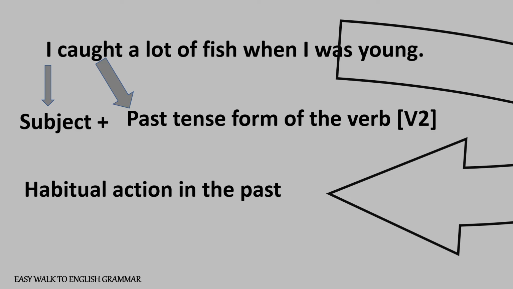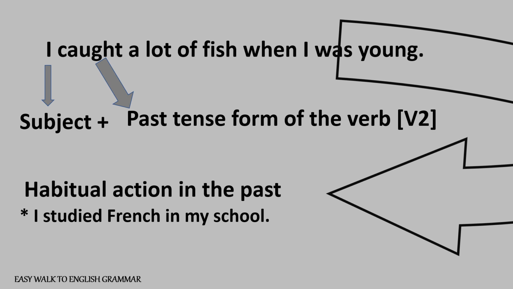So, what is the conclusion? We can use simple past tense to indicate a habitual action in the past. An action regularly happened in the past, but it's not happening now. We'll check some more examples.